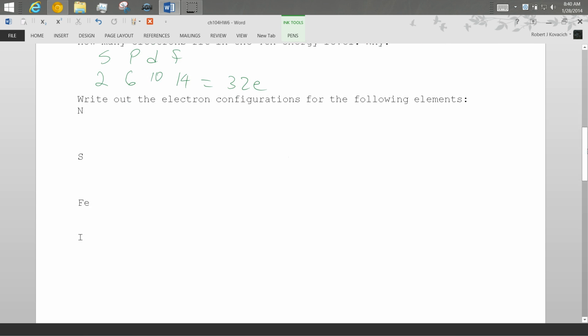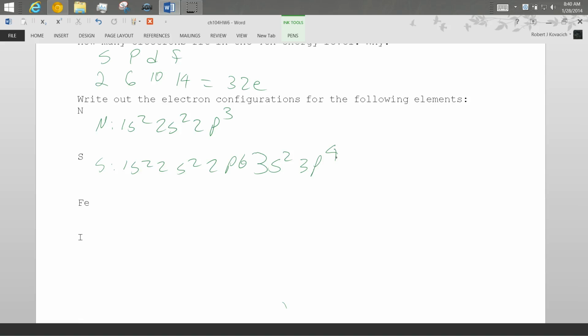All right, so N's electron configuration. 1s2, 2s2, 2p3. And sulfur's, 1s2, 2s2, 2p6, 3s2, 3p4. You're going to need to write this whole thing out if asked a question like this. You can't write the shorthand one unless you were asked to write the shorthand one.